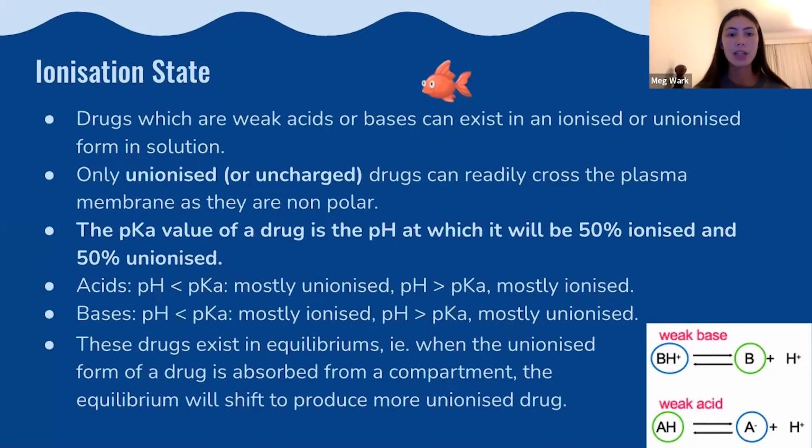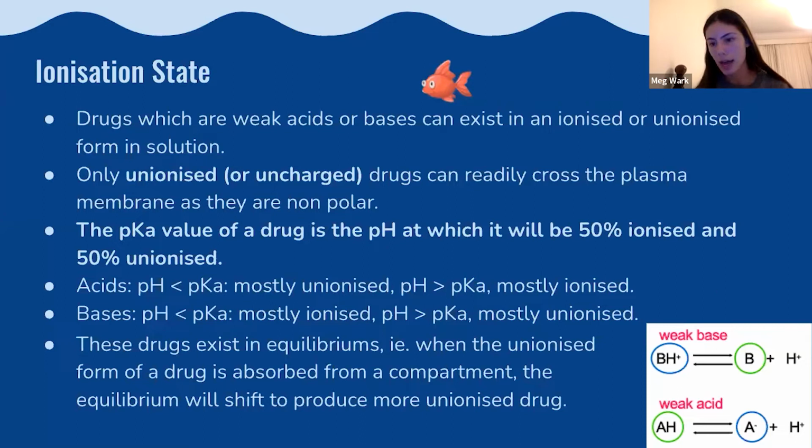Next, the ionization state. Drugs which are weak acids or bases can exist in an ionized or an unionized form in solution, and only unionized or uncharged drugs can readily cross the plasma membrane because they're non-polar. If you think back to the basics of cell transport, usually only non-polar molecules and also lipophilic molecules can cross the membrane easily.